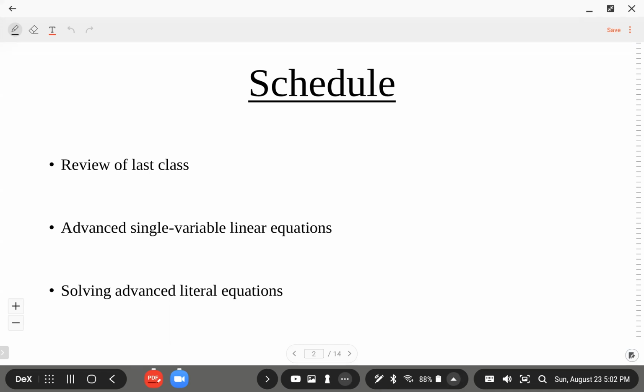So this is our schedule for today. First, we'll do a review of last class. There's still some newcomers, so maybe you haven't been to last class, and I'll review some of the material from last class. And then, secondly, we'll be doing some more advanced single variable linear equations. Then lastly, we will be solving advanced literal equations. Okay, so let's first start off with a review.